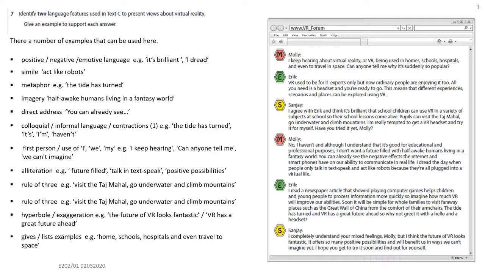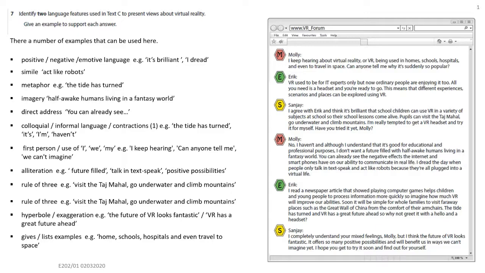Right, so question 7. Identify 2 language features used in TechSeed to prevent views about virtual reality. Well, there are a number of examples that can be used here. So again, you might want to start looking and see what you can match into the text from the answers we've got here. So again, this is sort of making you think a little bit how phrases and things are put together. So, you know, we've got things like positive, negative, emotive language. It's brilliant. I dread it. Similarly, acting like robots, so we're all acting the same sort of way. We're doing the same thing the whole time. Metaphor, the tide has turned. So hopefully we're peering around the corner and things are getting better now. Quite important at the moment.